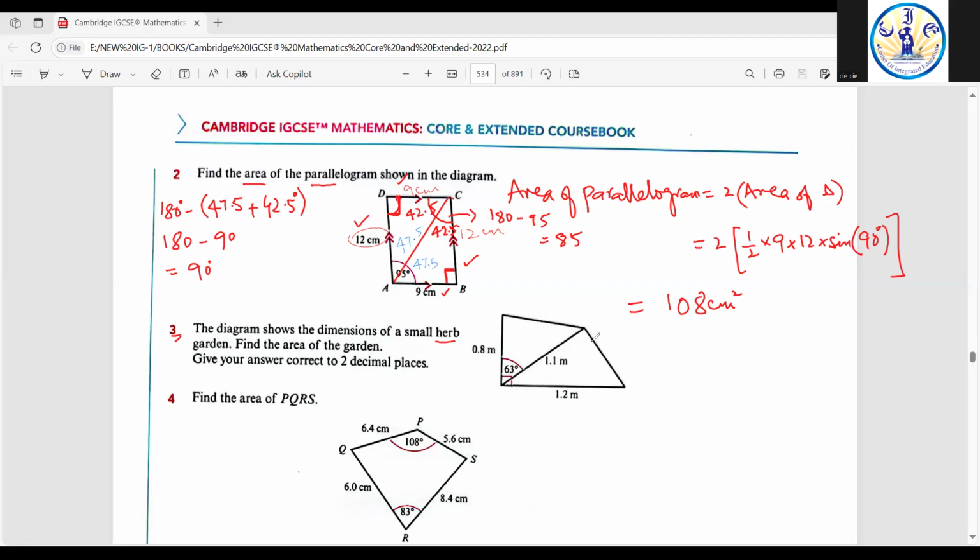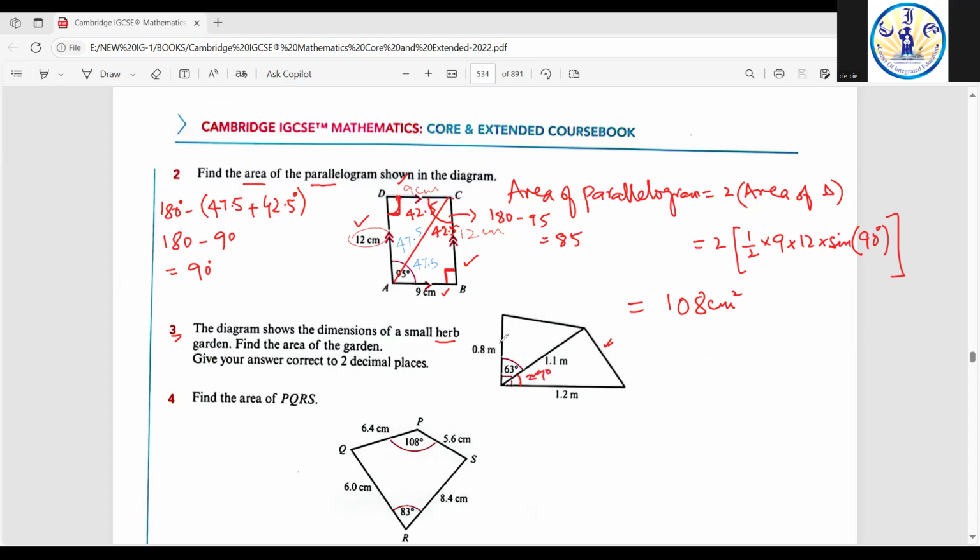The dimensions that we are given are for this triangle, the triangle at the bottom. So 1.1 and 1.2. Now we need to find this angle, the angle within these two sides, or the included angle. The complete angle is 90 degrees, and then the angle at the bottom would be 90 minus 63, which is 27. So this portion is 27 degrees and the upper portion is 63 degrees.